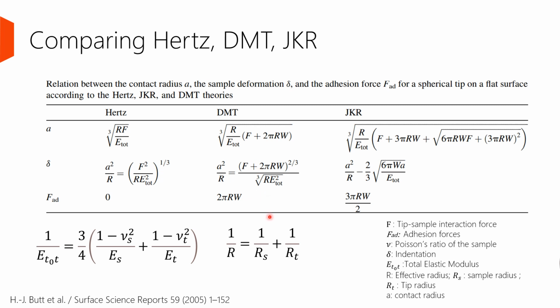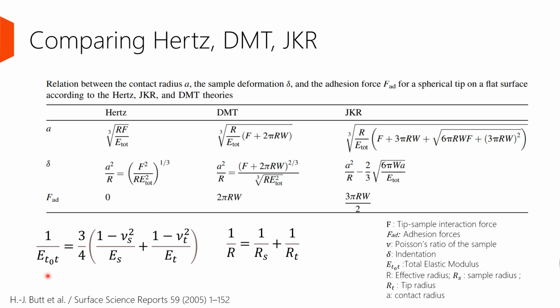So I put a table in here summarizing the equations of the Hertz, DMT, and JKR models. The final purpose of this contact mechanics model is to find out the relation between contact radius, the sample deformation, and the adhesion forces. As we can see here, the contact radius is proportional to the effective radius and the externally applied force. It is inversely proportional to the total elastic modulus of the system.